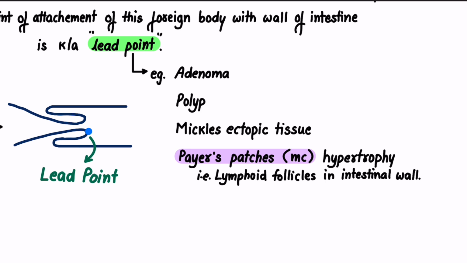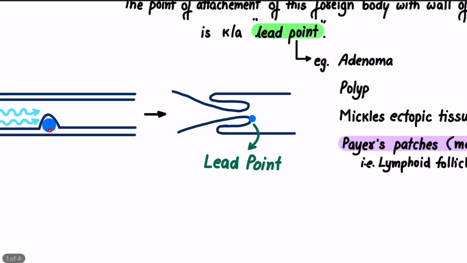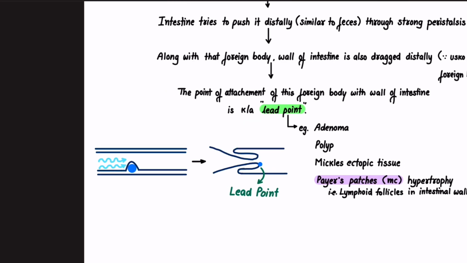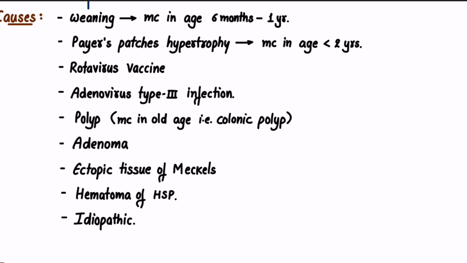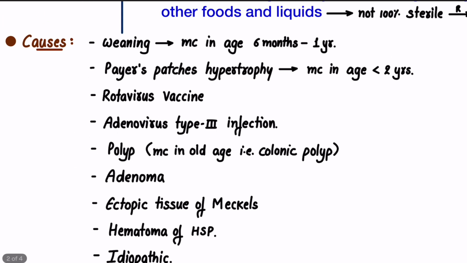So what will happen if these are stimulated? They will undergo hypertrophy. For example, here was some lymphoid tissue, but when it is excessively stimulated, it will undergo hypertrophy, and this will lead to formation of a lead point. Then that will lead to intussusception. Now let us see what else can be etiological agents for this condition.